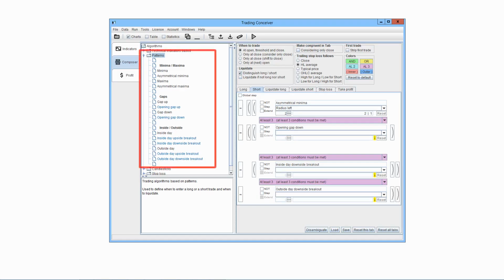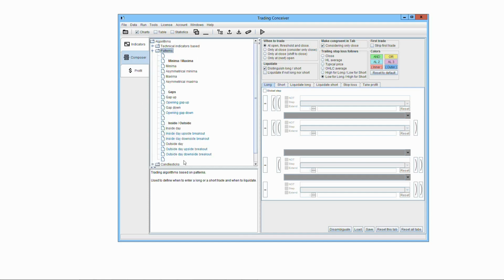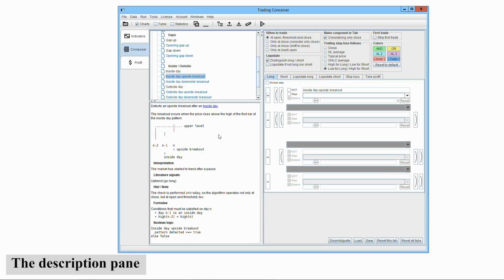In this video we describe the patterns in Trading Conceiver. To view the implemented patterns, in the Composer tab select the branch Patterns. As usual, by selecting one of the trading algorithms, a pattern in this case, a description appears in the bottom left pane.